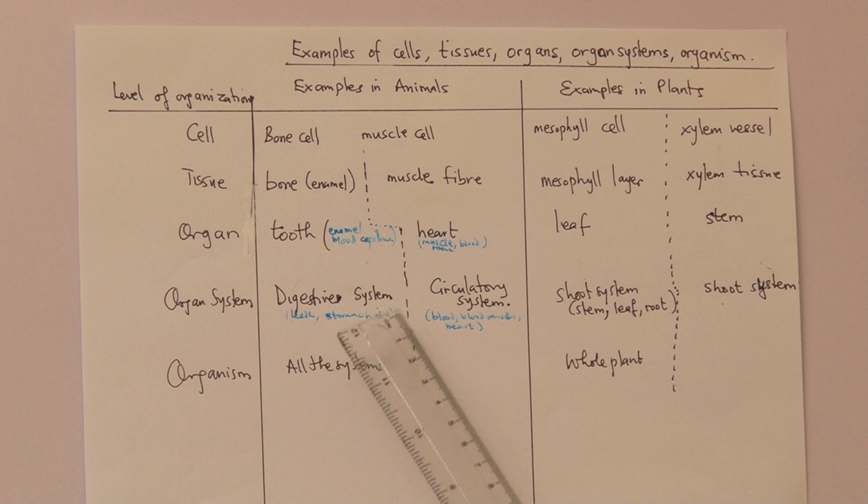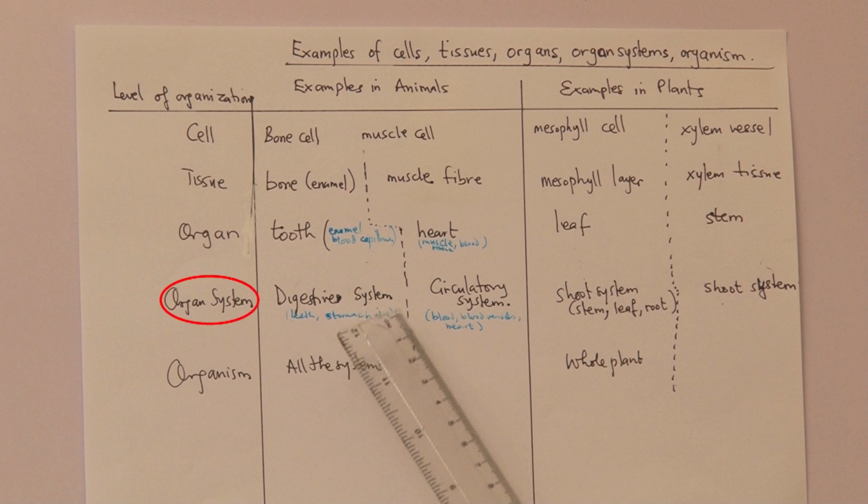Then when you come to tissue, we have bone. Bone is tissue, all right? And muscle fiber. Muscle is a tissue. Then when you come to organ, the tooth is an organ. The tooth is an organ. It's made up of bone, that is enamel, and blood capillaries.